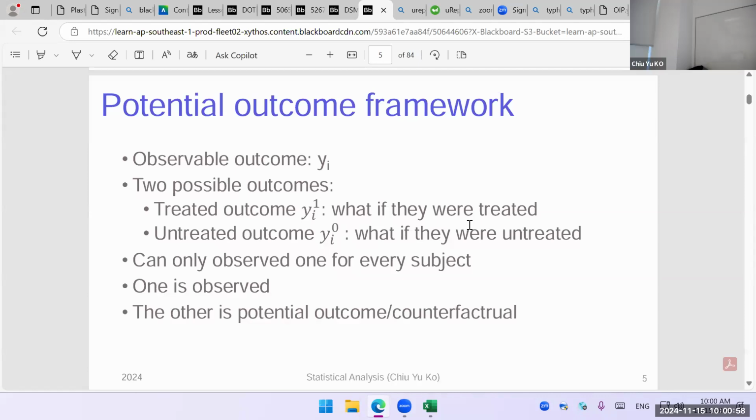The problem is a guy is either treated or untreated at a certain period of time. So either this guy has a new version of software or not. But if we were able to have two universes, one universe where he has the software, the other universe where he doesn't, then we can come up with two versions of him, look at the difference, and we're done. That would be easy.